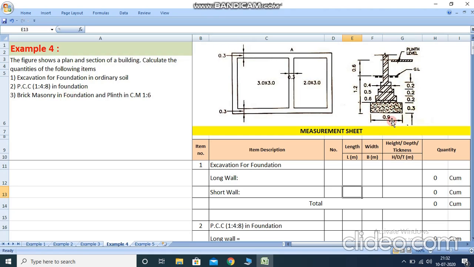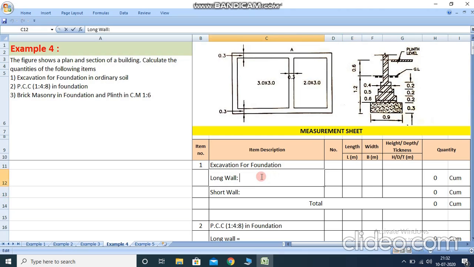Width is 0.9 meter and thickness is 0.3 meter. And third, brick masonry in a foundation and plinth level in cement mortar 1:6. Here brick masonry starts from the step footing up to the plinth level. Now we start the excavation for a foundation. We calculate this example by the long wall short wall method.